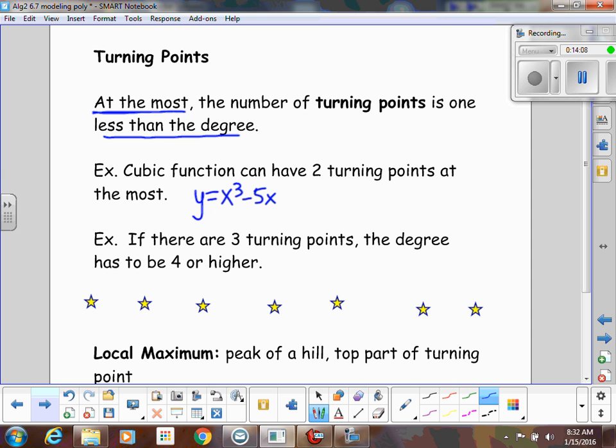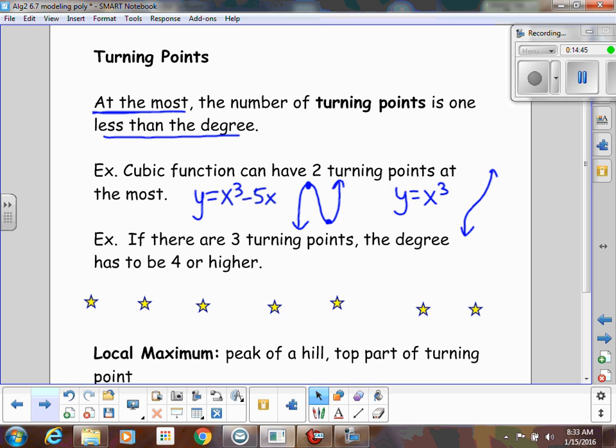So I could have it go like 1 and then 2. So you see how I have 1 hill and 1 valley. Okay, so that's 2 turning points. Now I could have a cubic function if I just did y equals x cubed. This one doesn't have any turning points. It looks like this. So it doesn't have any hills or valleys. So I want to point out to you that when we say at most, it means that the most it can have is 2. It could have less.